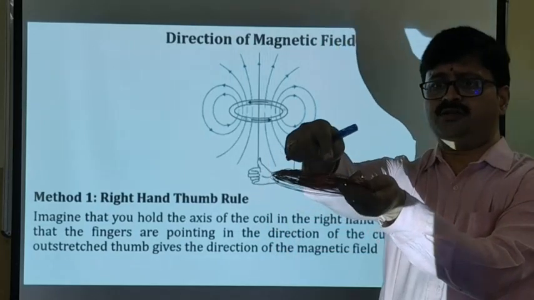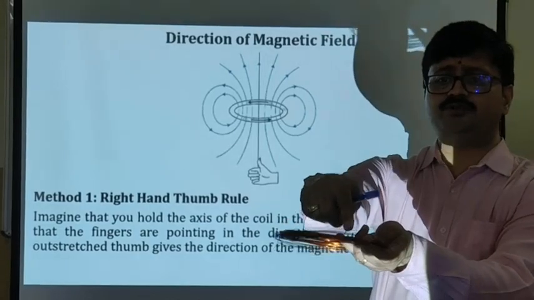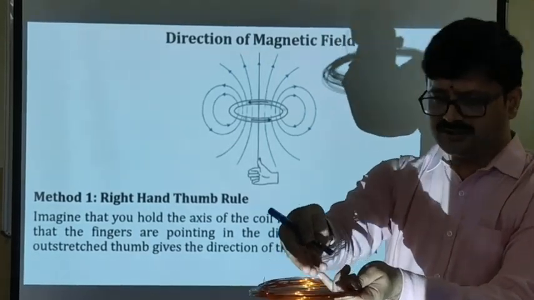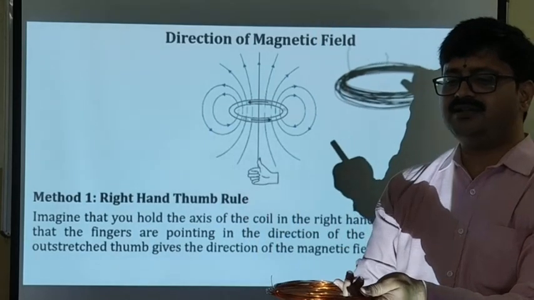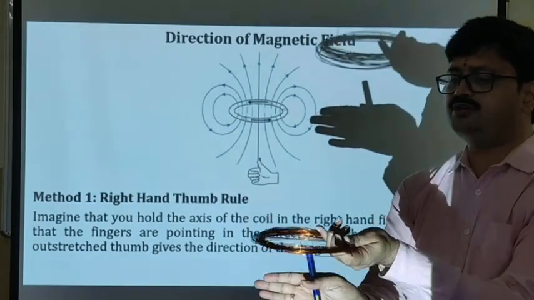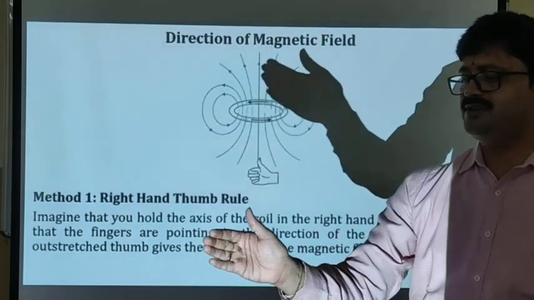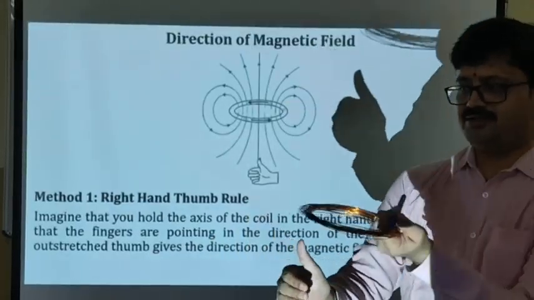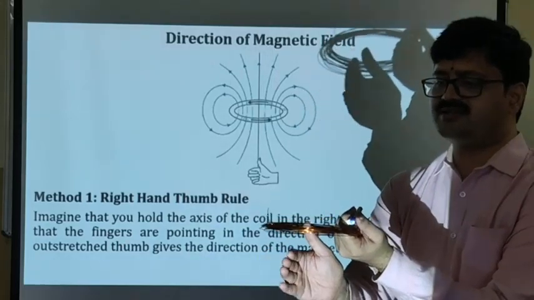Current will be flowing from this end, because I told you that I will be connecting this to the positive terminal. Suppose, let us imagine that the current is flowing like this. Under that situation, what will be the direction of curl of the finger? The direction of curl of the finger will be like this. Correct? Because current is flowing like this, so I am just curling my fingers like this.